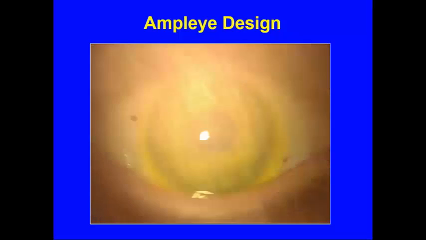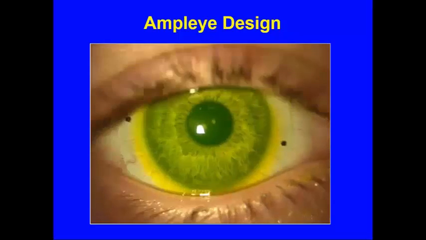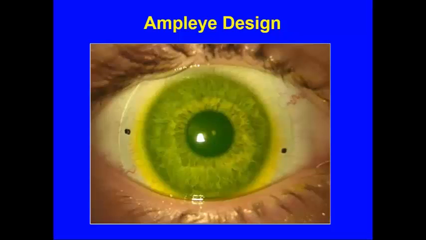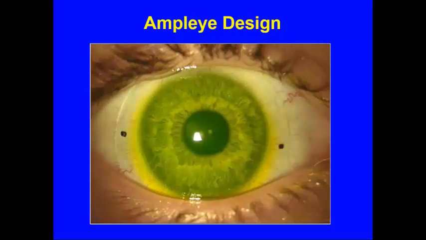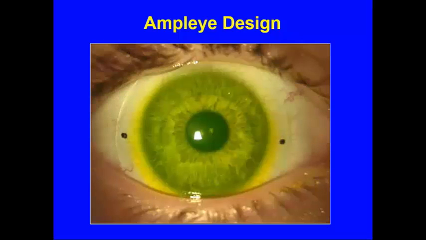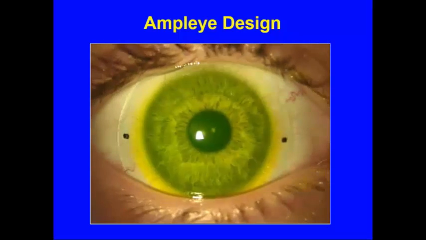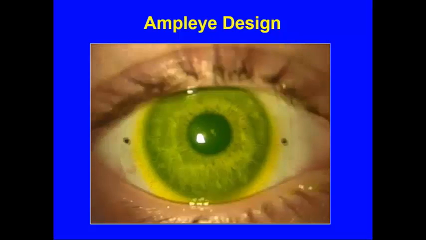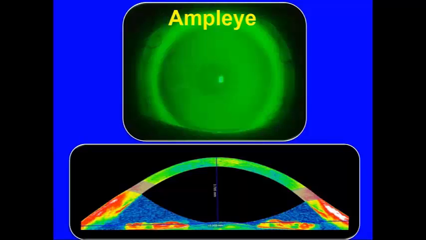Again, this is a patient with a spherical cornea, but as we have found in our studies, almost all of these patients have a significant amount of scleral toricity that we can now take advantage of. This is how we orient the optics of the toric contact lenses in the Ampleye design.